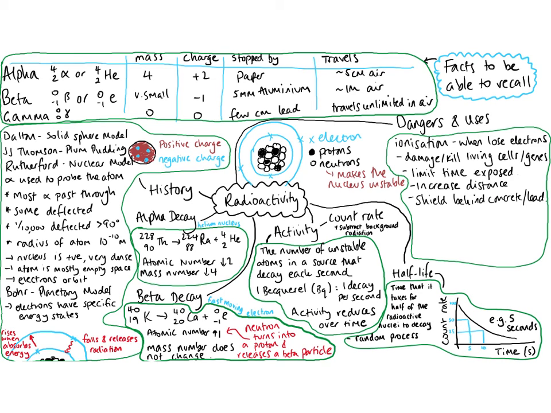To reduce the danger, what we need to do is limit the amount of time that we're exposed to the radiation. We can increase our distance so we can move further away, or we can shield behind concrete or some lead. However, there are some uses.